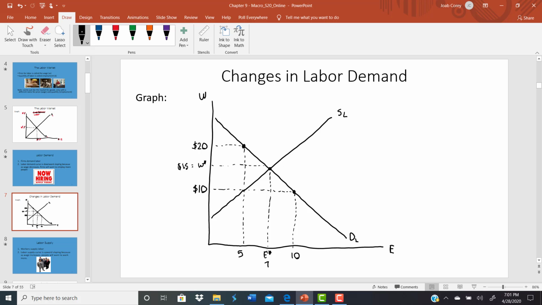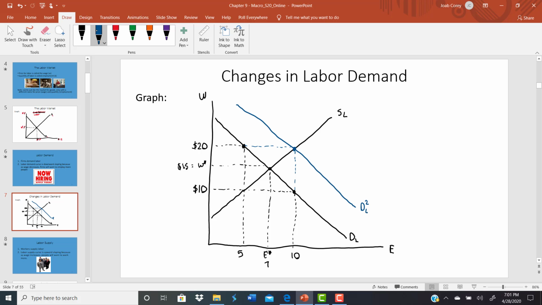So if that is the case, what happens if there's an increase in the demand for labor? Well, this market works just like all your other markets. If you have an increase in the demand for labor, that is a shift to the right of that labor demand curve. So it's going to look something like this. And when that happens, that gives us a new equilibrium, where you might be willing to hire, say, 10 people at $20 an hour.